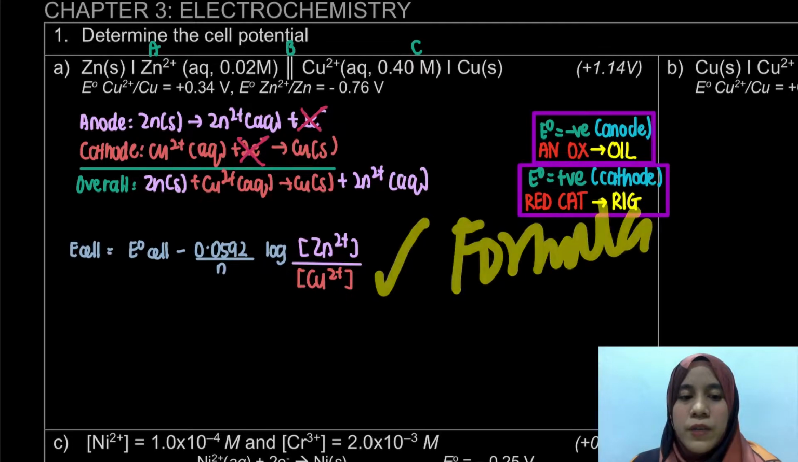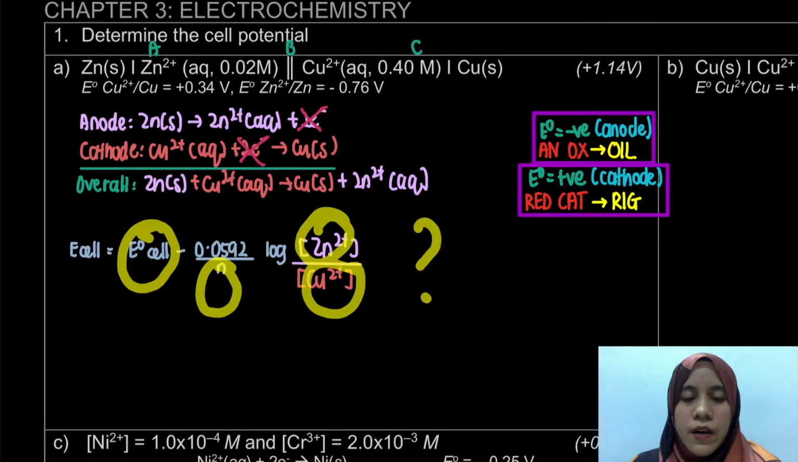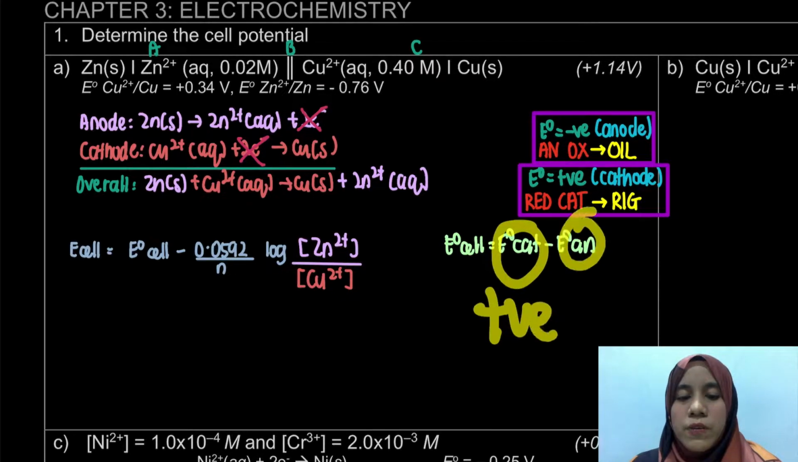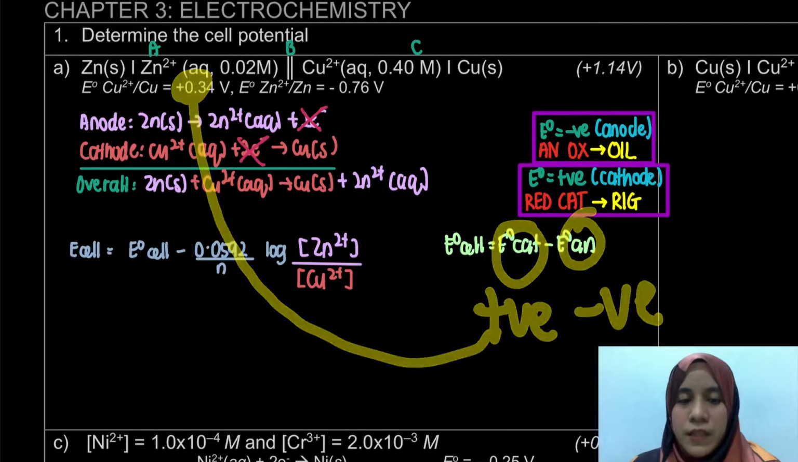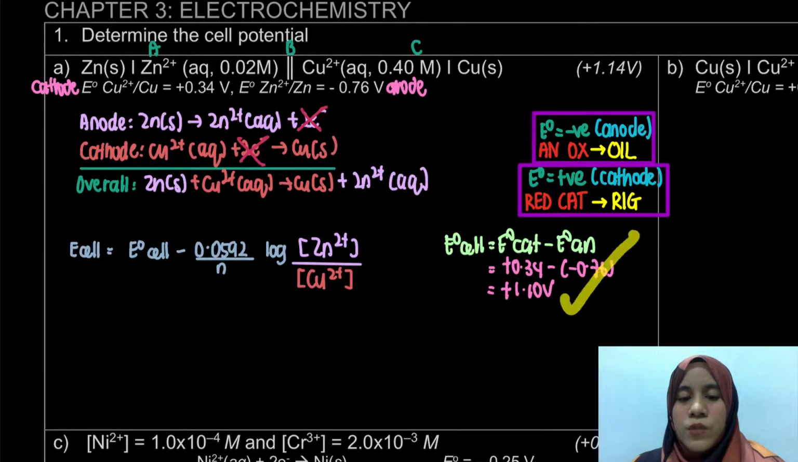So this is all the formula. Now we can calculate the E cell, but before that we have to find each of the values in the formula. E naught cell. Remember, E naught cell is E naught cathode minus E naught anode, where the cathode must be positive and the anode must be negative. So again, I'm going to label the cathode and anode so that it will be easier for us to substitute. Cathode minus anode, that is, kakak tolak adik. So the value is positive 1.10 volt.